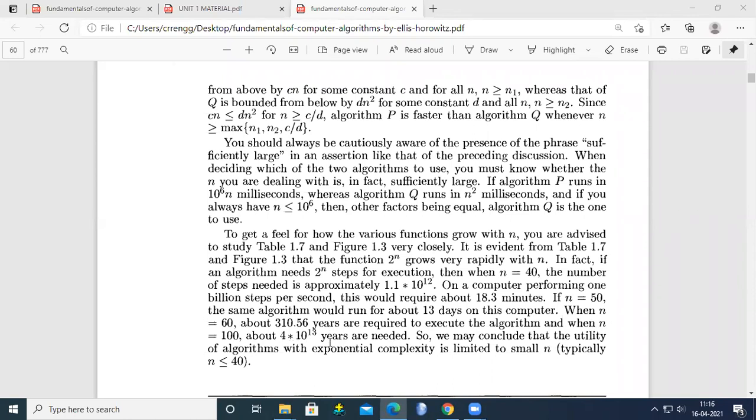if you increase the value of n in the function 2 power n. So we may conclude that the utility of algorithms with exponential complexity is limited to small n. That means when an algorithm requires exponential time, the size of n should be less than or equal to 40.